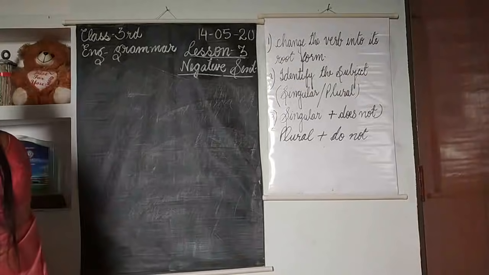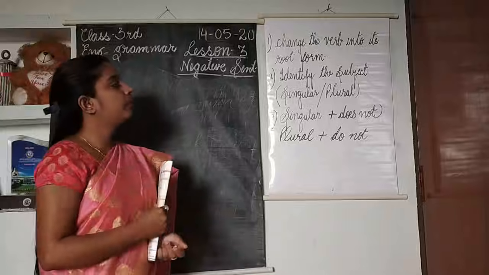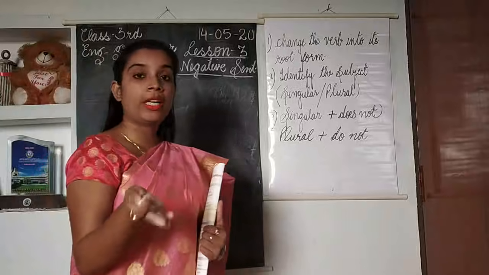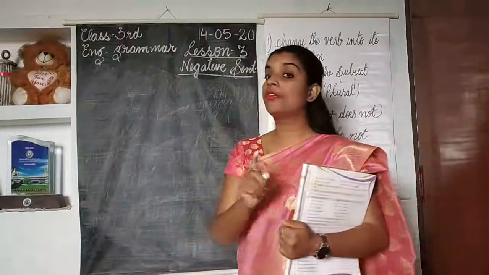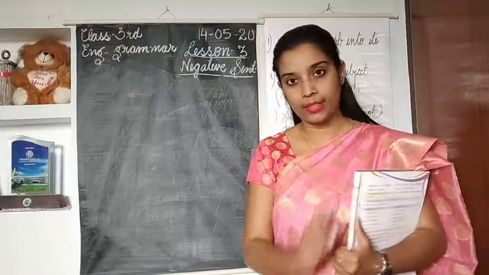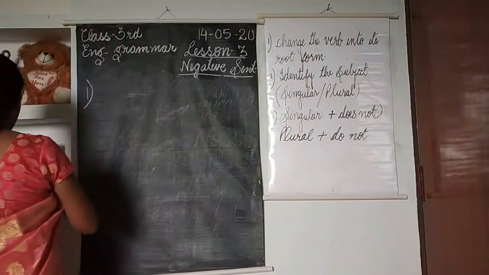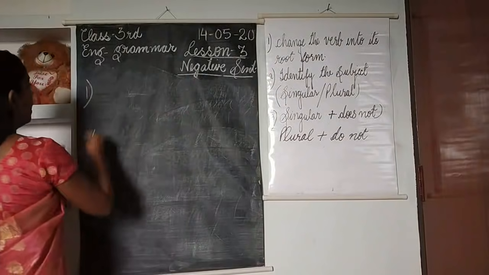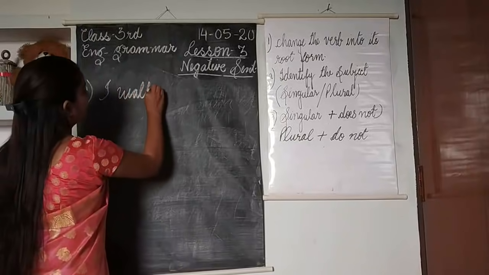Okay, so let's see the example, children. That is how you will change affirmative into negative, if the sentence is without a helping verb and is in simple present tense. I'm going to give you a few examples here. The very first example is, I walk daily.